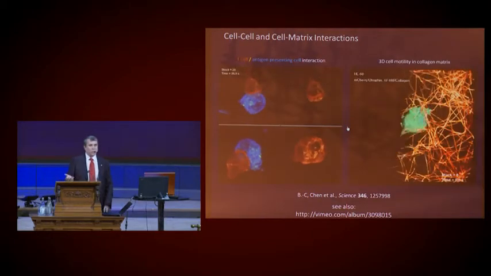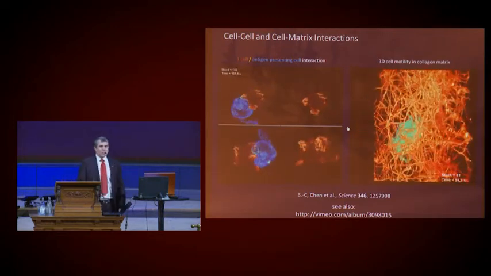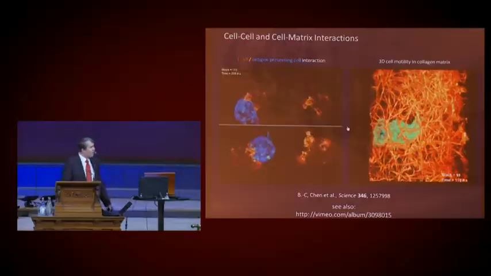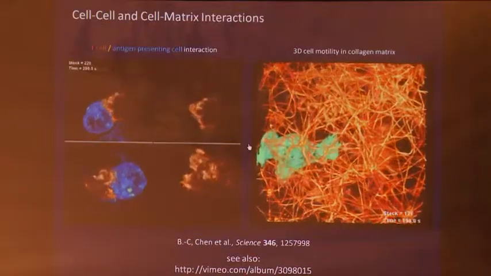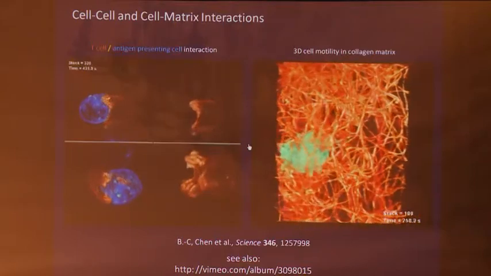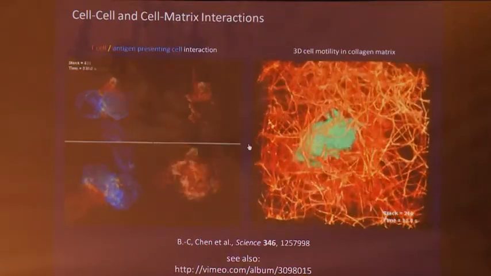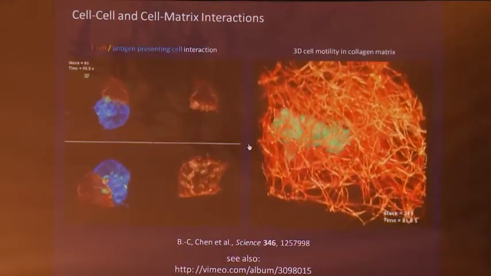So now working from single cells to cell-cell interaction, this is our friend the T cell we saw in 2D before, but now we're looking at a T cell interacting with an antigen-presenting cell, and we've discovered this very fast flow of actin away from the immunological synapse along the boundary of the T cell.